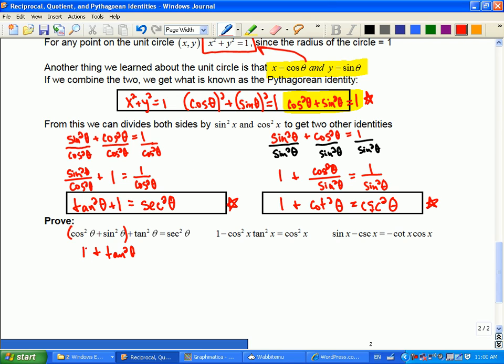And what do you recognize this one as now? Yeah, this one here is the secant squared of theta.